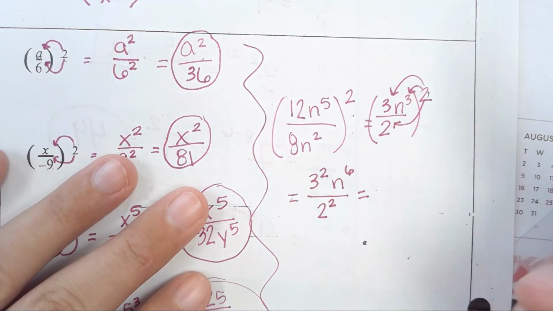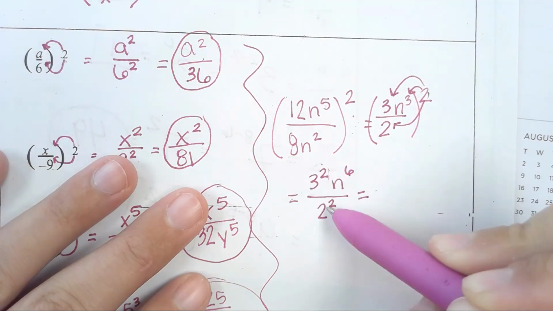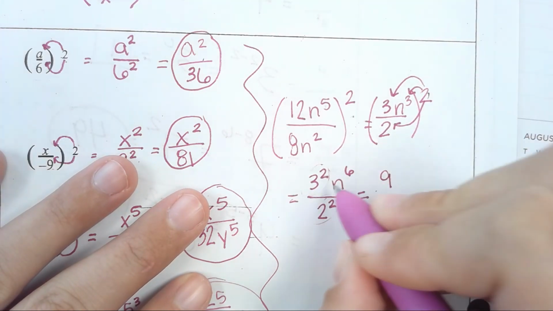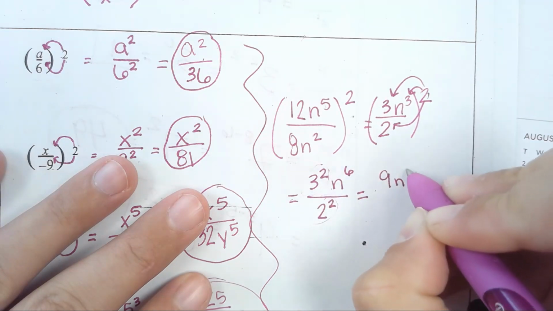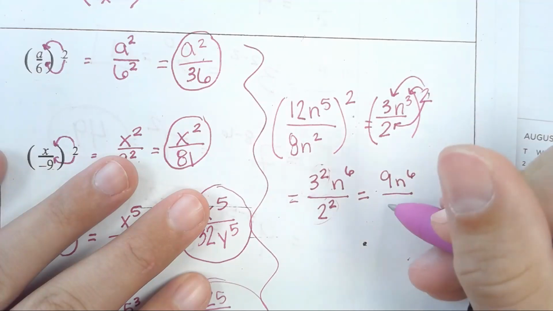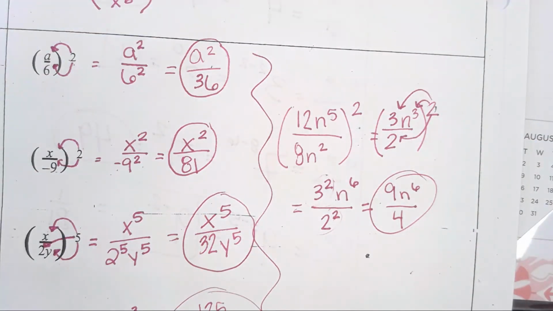Okay, and then again, we still need to simplify. So simplify your exponents that have exponents less than 5. So 3 squared is 9. You can't do anything with the n to the 6, so you're just going to rewrite that. And then 2 squared gives you 4. So that would be your simplified expression, okay?